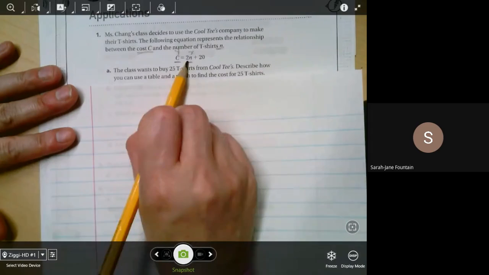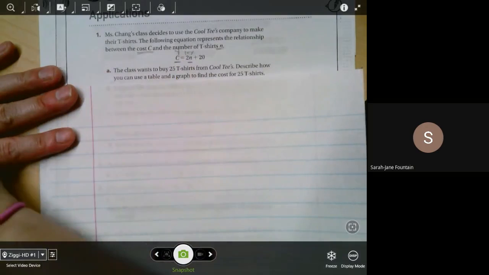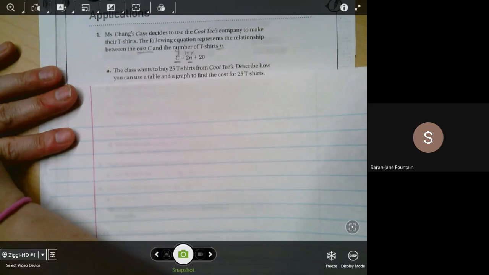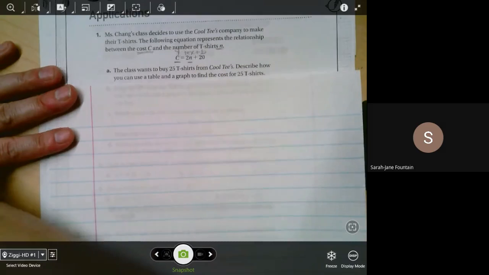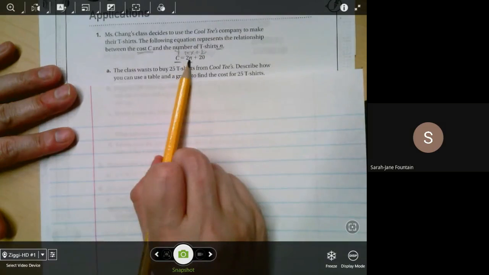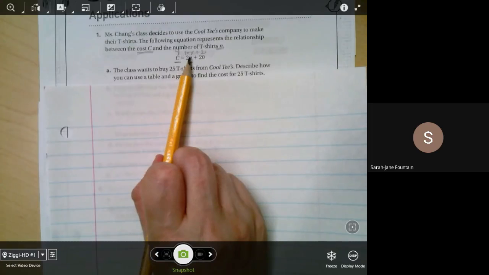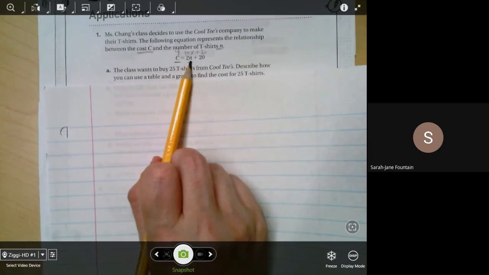I know that each t-shirt is going to cost $2 because that is my slope. That is my rate of change, that is my Y's over X's, whatever you want to call it, that's my slope. And this is my B. Don't forget that B is always Y when X is 0. So if I were to put a 0 in here for N, 2 times 0 is 0. So what would my Y be? 20, because X is 0, or N is 0.